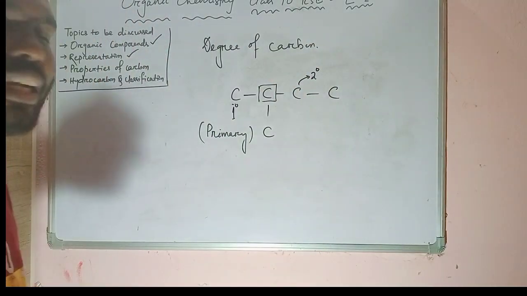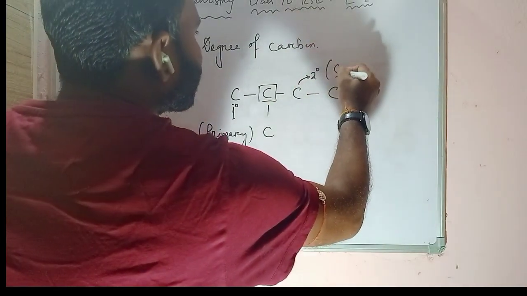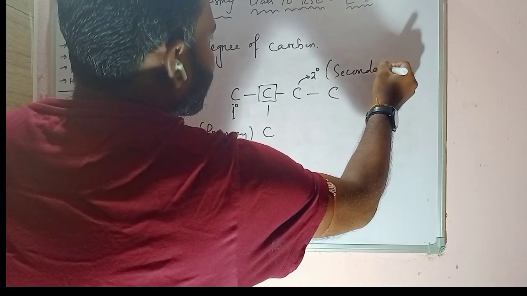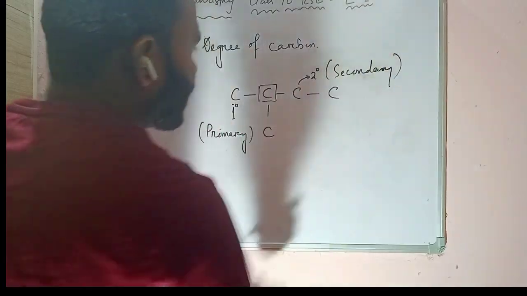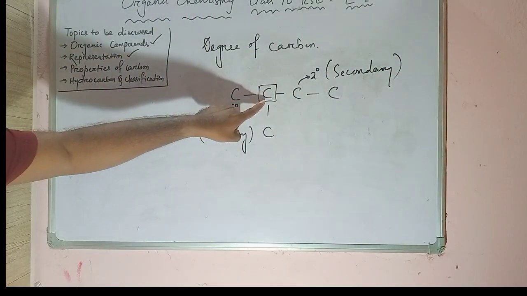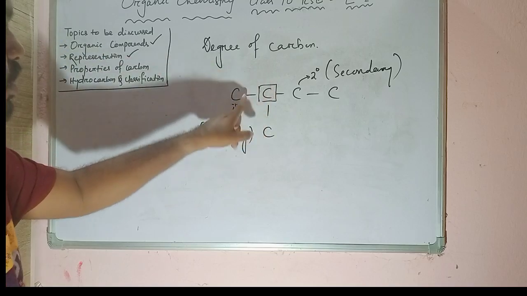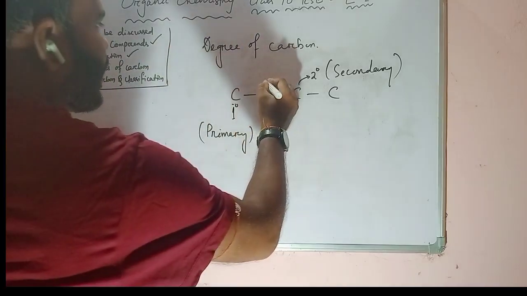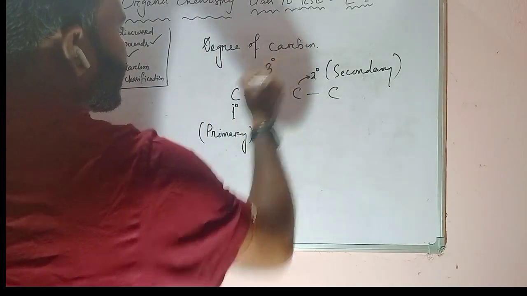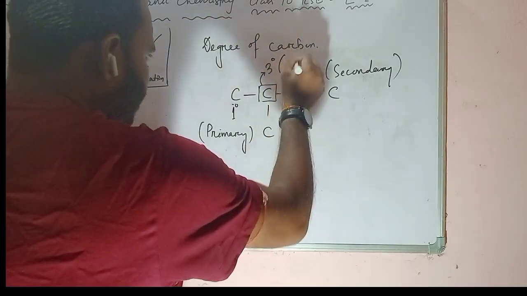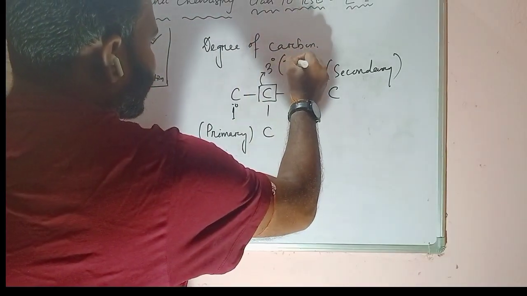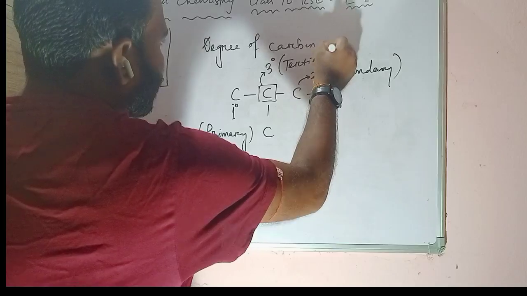This is called second degree carbon, or it is known as secondary carbon. Now let's get back to this one. It is directly attached to 3 carbon atoms, so it will be considered as third degree carbon, or tertiary carbon.